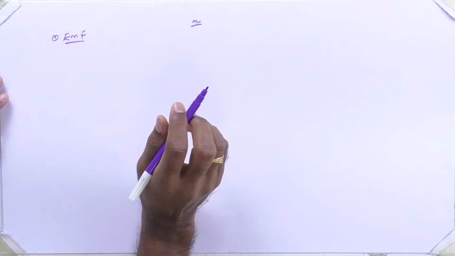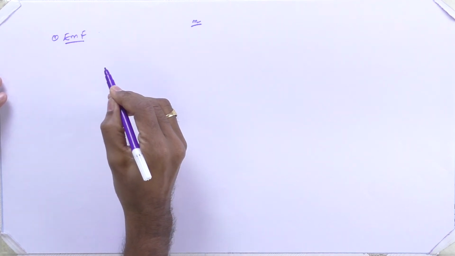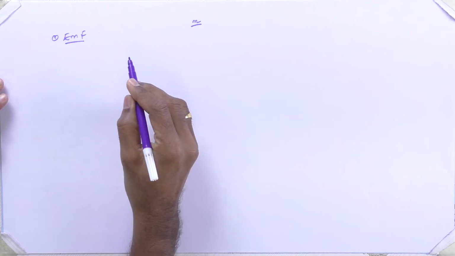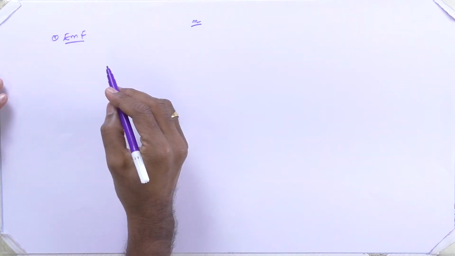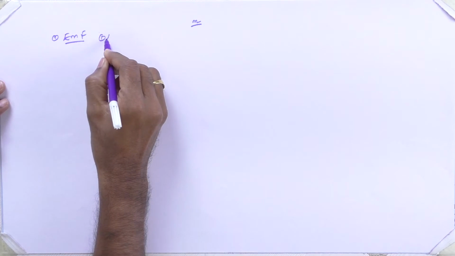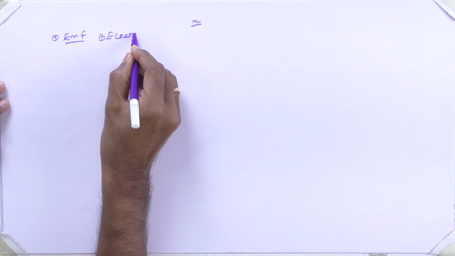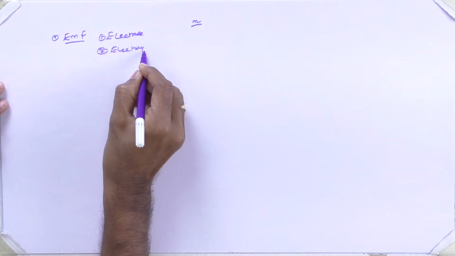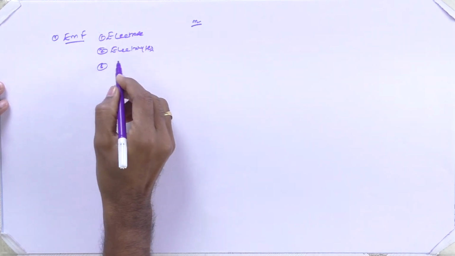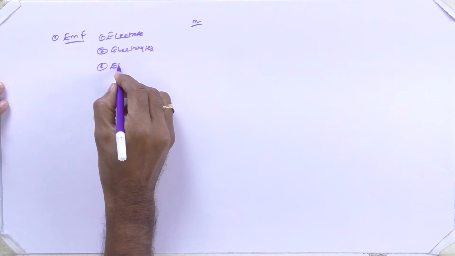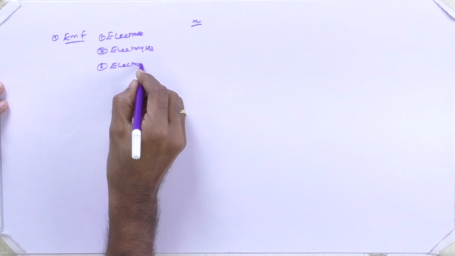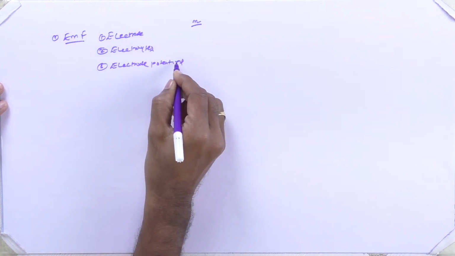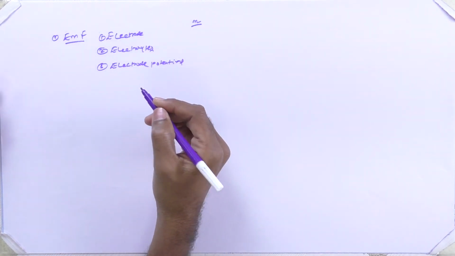So before that, I just want to recollect what terminologies are involved in electrochemistry. Basically, if you want to understand the concept of electrochemistry, you're supposed to be aware of the following terminologies: electrode, electrolytes, and electrode potential. So these three are the important terminologies involved in electrochemistry.